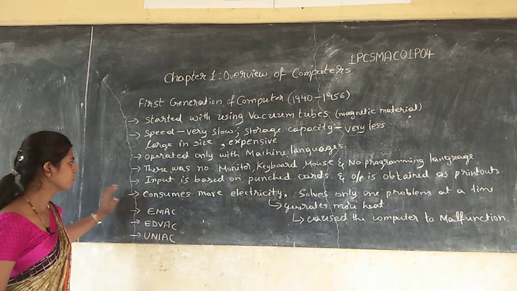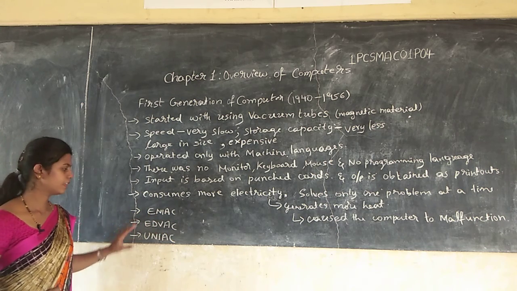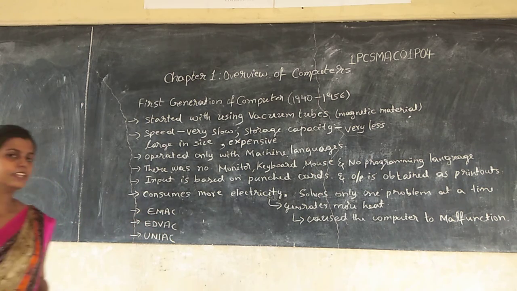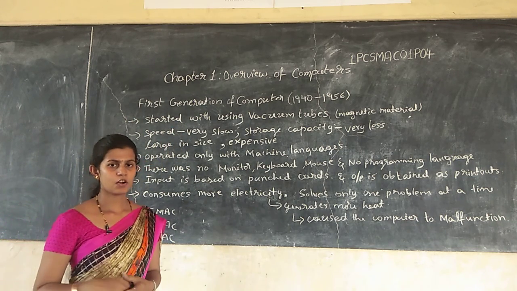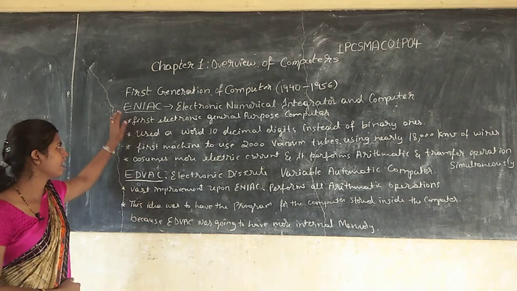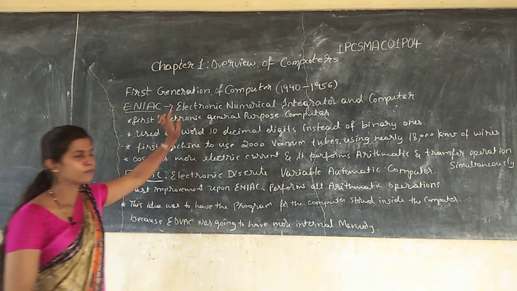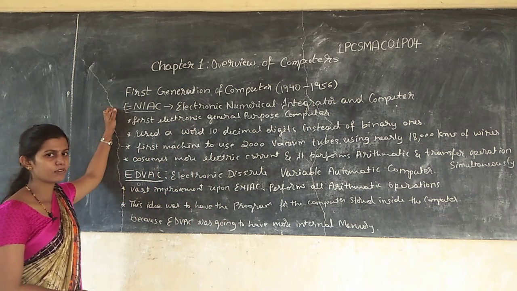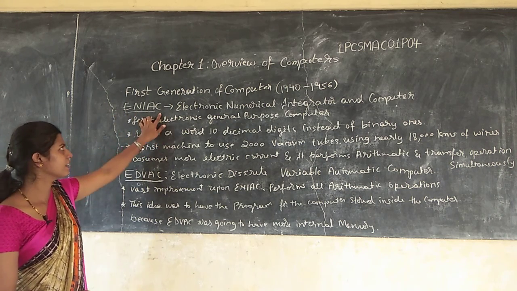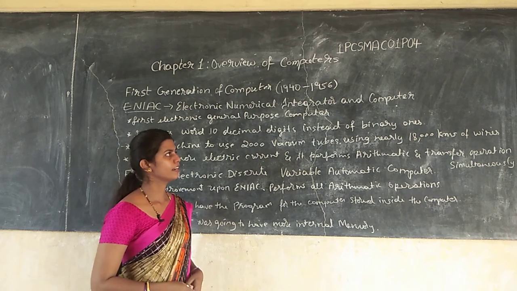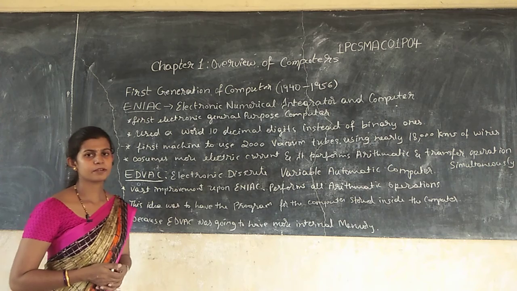Some of the computers of first generation are ENIAC, EDVAC and UNIVAC. Let us see one by one. Mainly in first generation of computers they have used vacuum tubes as a basic component. The first one is ENIAC. ENIAC stands for Electronic Numerical Integrator and Computer. This is very important, asked for one mark. What is the full form of ENIAC? ENIAC stands for Electronic Numerical Integrator and Computer. It is the first electronic general purpose computer.